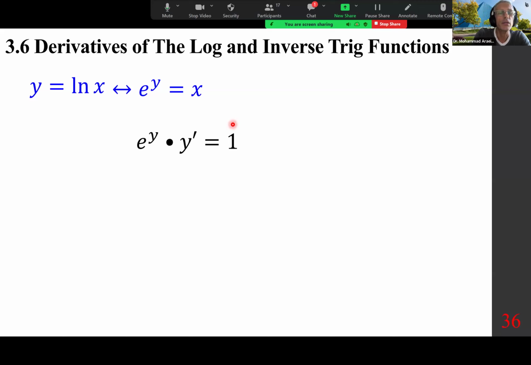Divide both sides by e to the power of y or x, so y prime or dy dx is 1 over x. So y equals ln x. Its derivative, simply flip it over. And that's the proof using implicit differentiation.